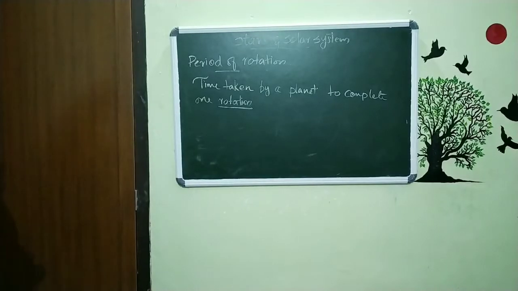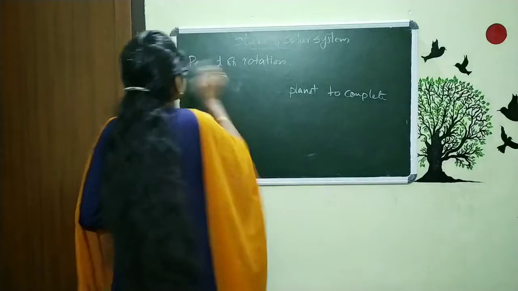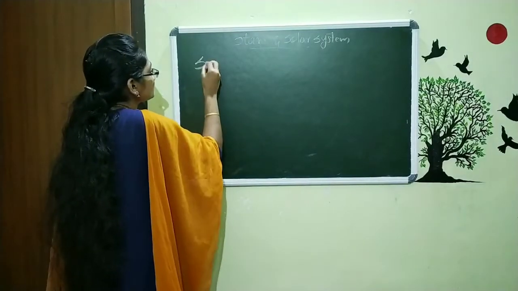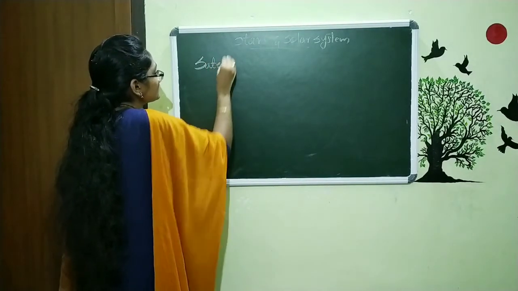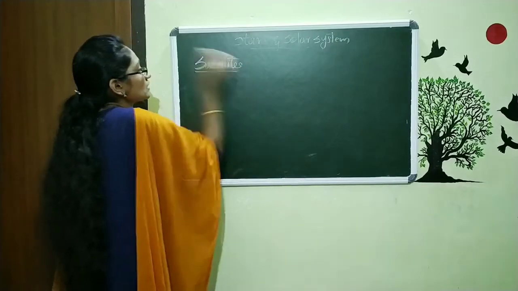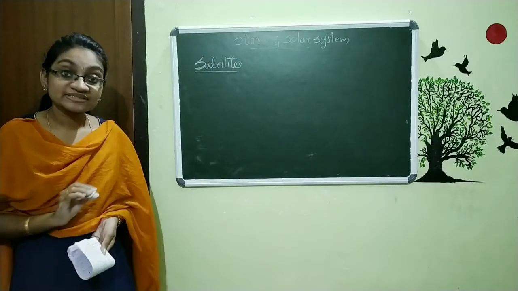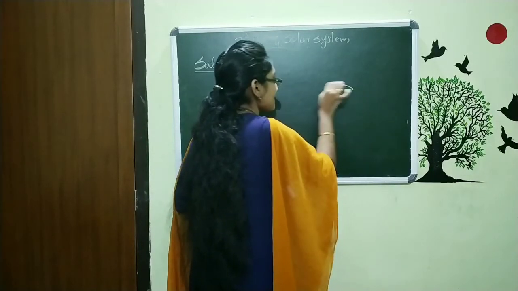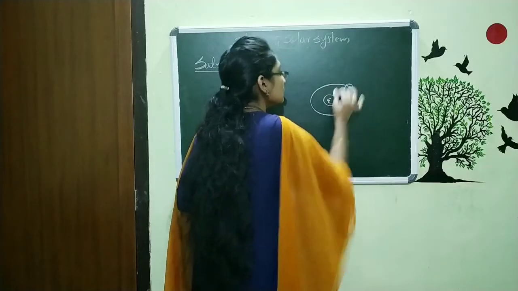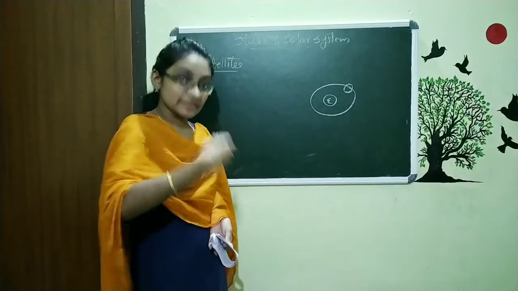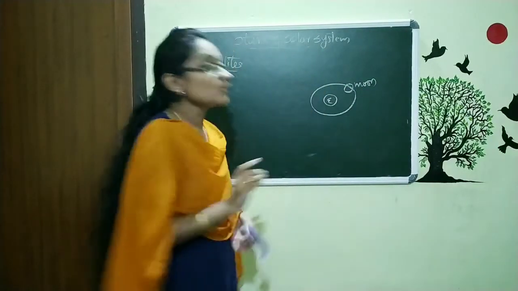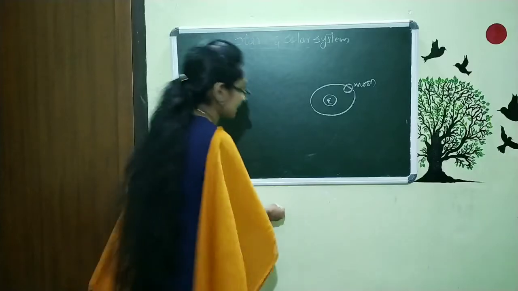Now we are going to study about the satellites. Some of the planets are having satellites. That is, for the Earth, the Moon is its satellite. The Moon is revolving around the Earth. So we know this Moon is the satellite for our Earth.